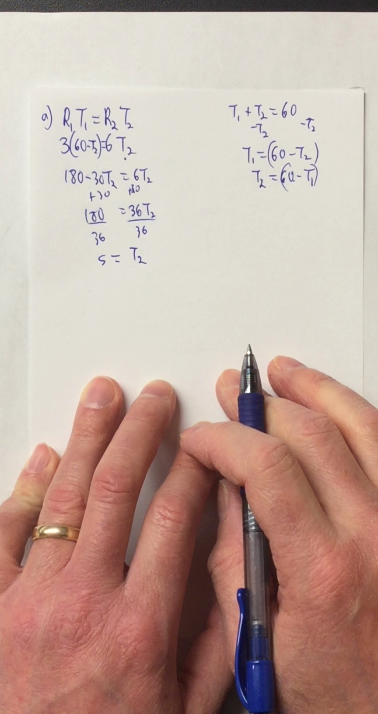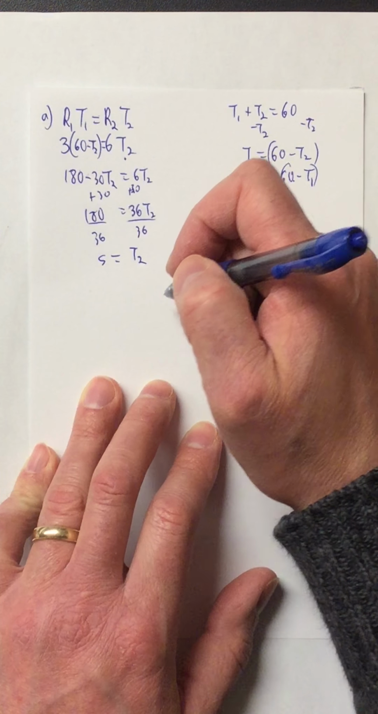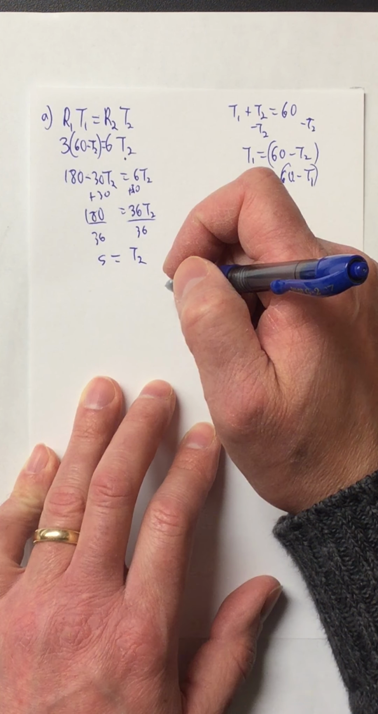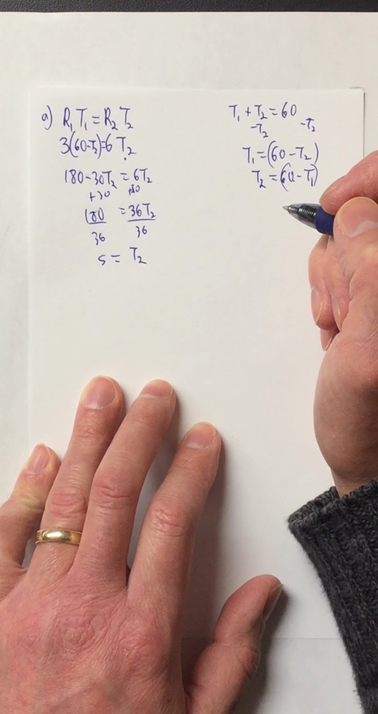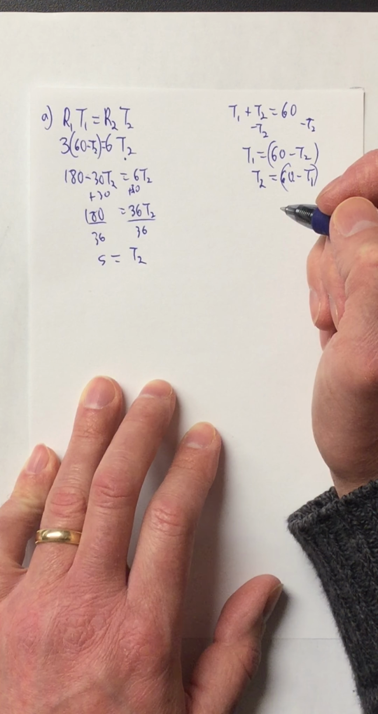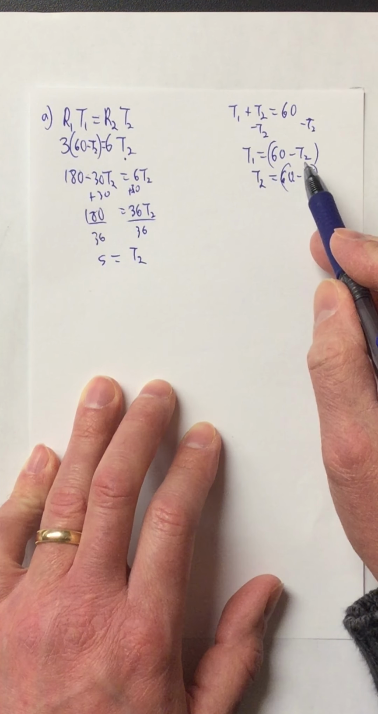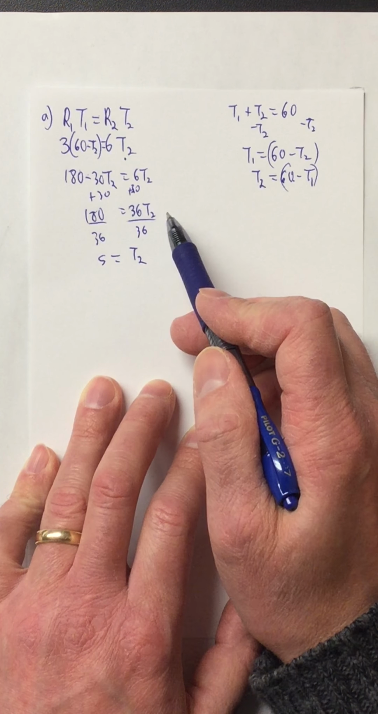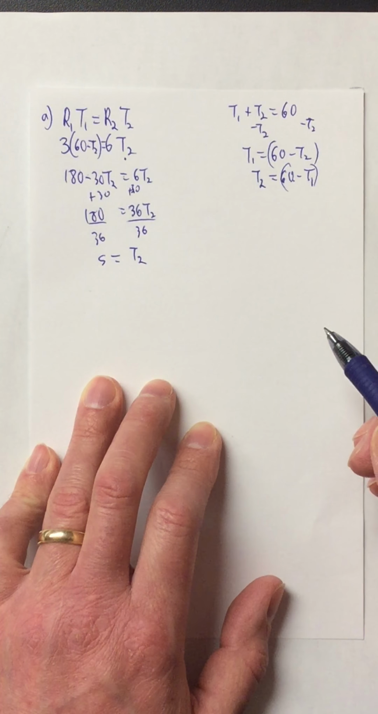Oh, that is not correct. Hold on here. I'm seeing a different answer in my answer key, so I've got to come back and see if I found a mistake. 60 minus T2. Plug that in. 180. Oh, yes. There's my mistake.